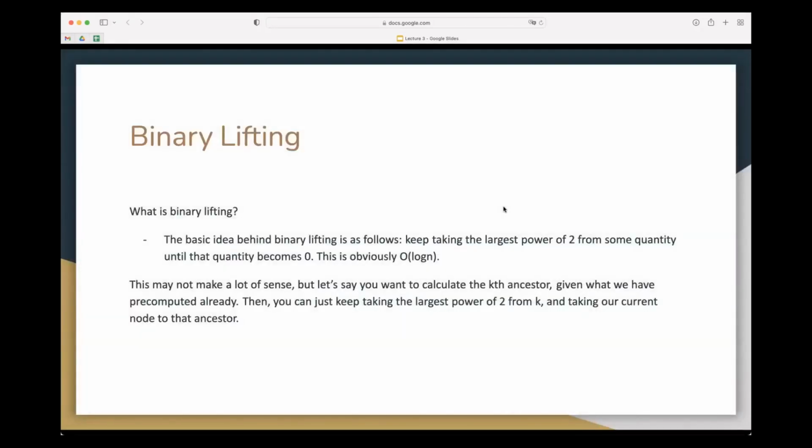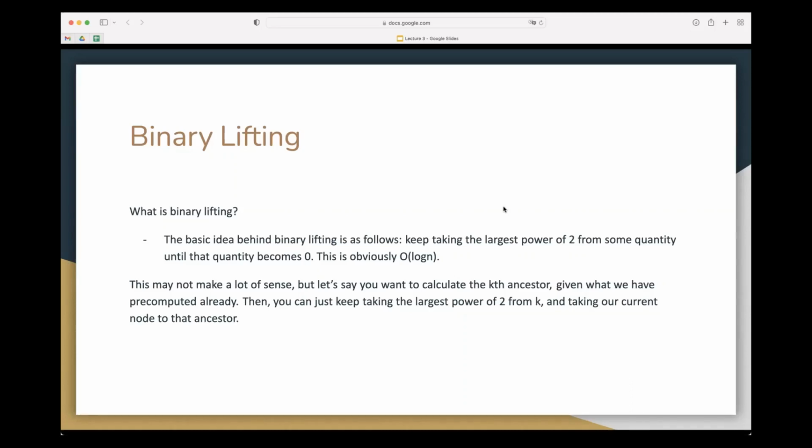Now, this is the hard part. So the binary lifting part. The basic idea of binary lifting, if you understand what binary search is, it's kind of not really, but kind of similar. Basically, you keep taking the largest power of 2 from the quantity until the quantity becomes 0.